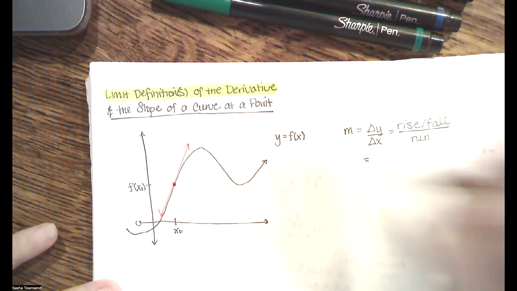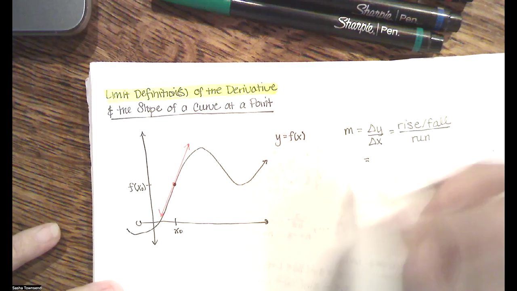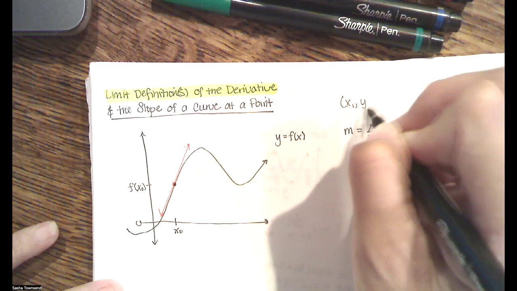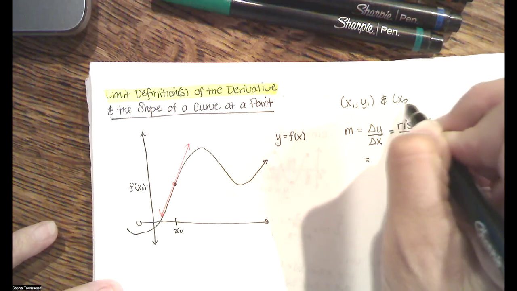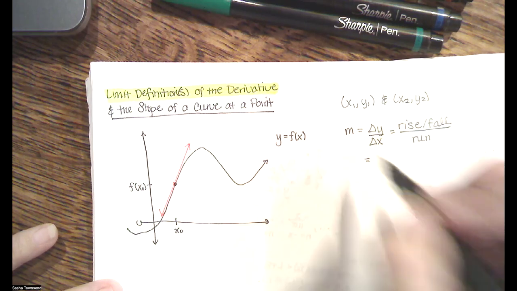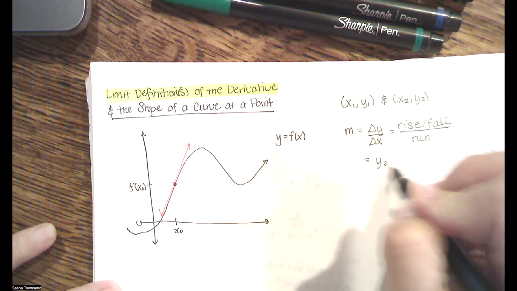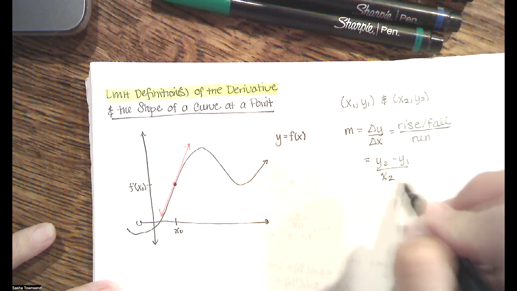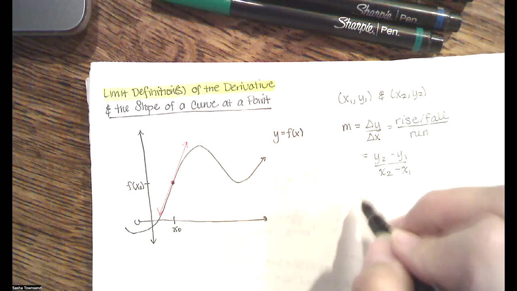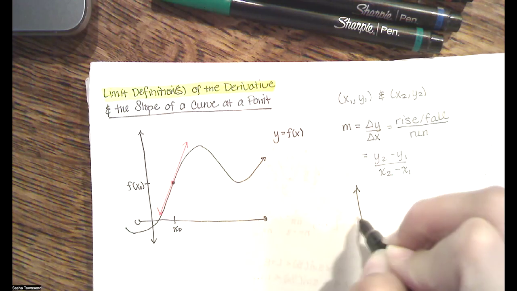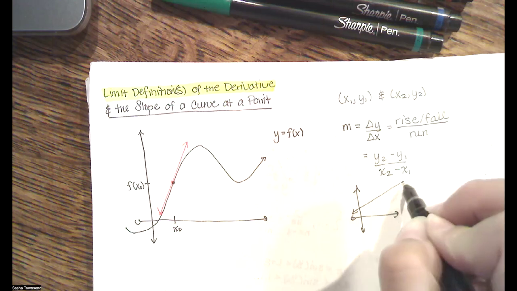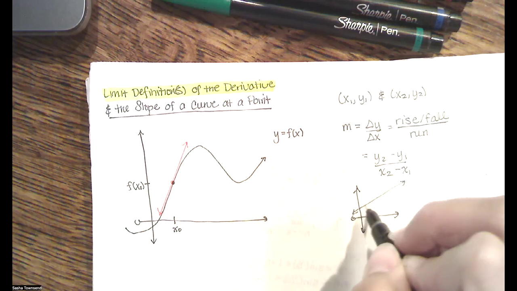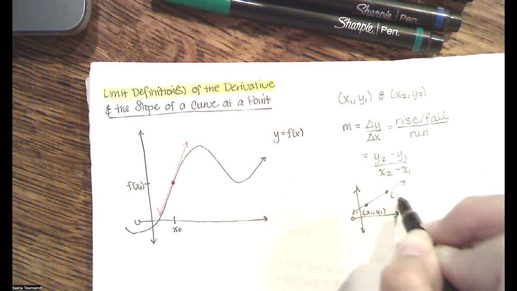If the points x1, y1, and x2, y2 are points on our line, the slope is just given by the difference between the y values, that's their change in y, divided by the change in the x values. So if I have a particular line, let's actually do it like this. Here's x1, y1. Here's x2, y2.